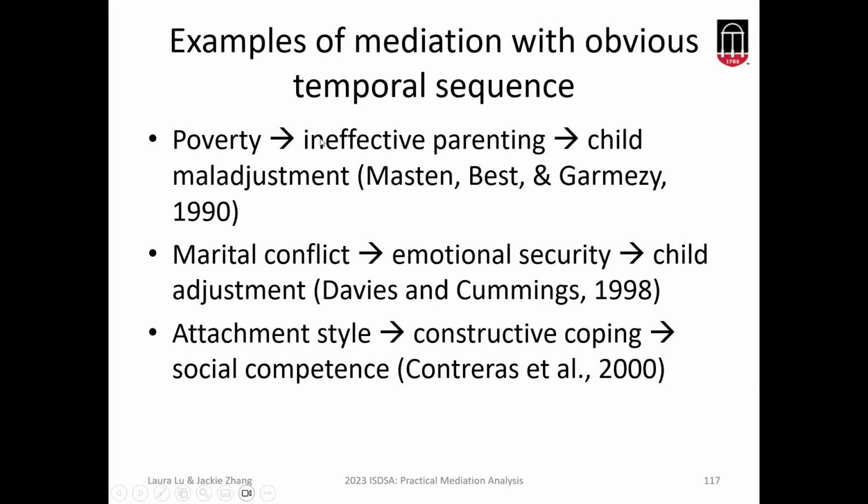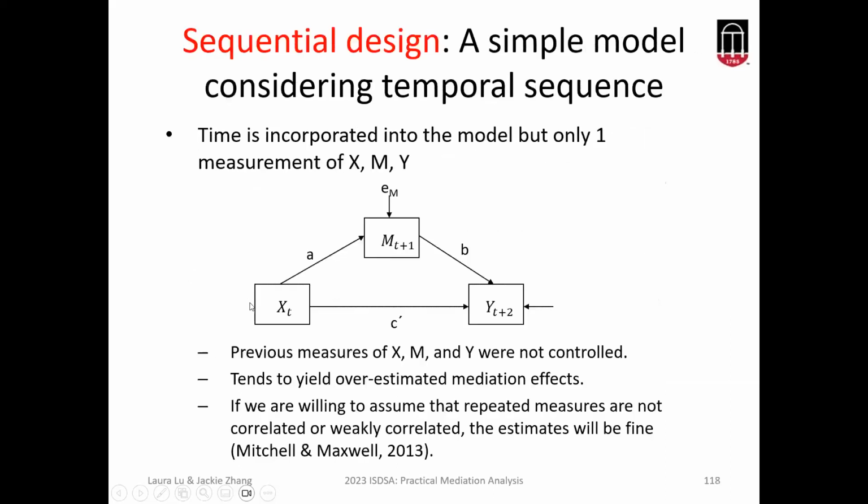Sometimes in the previous cases we didn't consider time, but sometimes time is important. Because these are examples of mediations with temporal sequence. So we have different time points. For example, poverty, effective parenting, and child maladjustment. So we have different time points, so the effect will be different. Marital conflicts cause emotional security and children's adjustment.